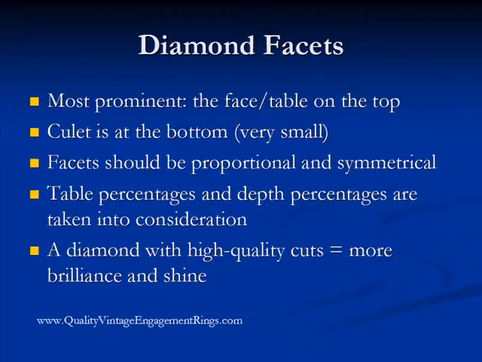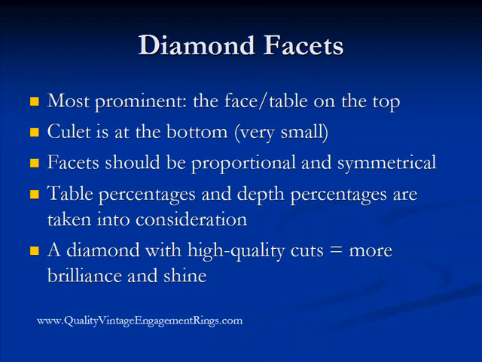Now, diamond facets, there are lots of different types of diamond facets that can be looked at. Most diamonds have 2 main facets. The most prominent facet is the face, or the table of the diamond, which is the flat top of the diamond. And it's always very important that that is a good cut, because that's the part of the diamond that everyone is going to see first.